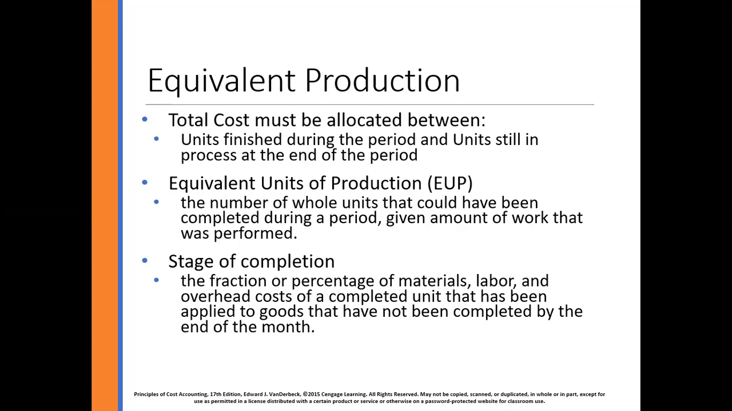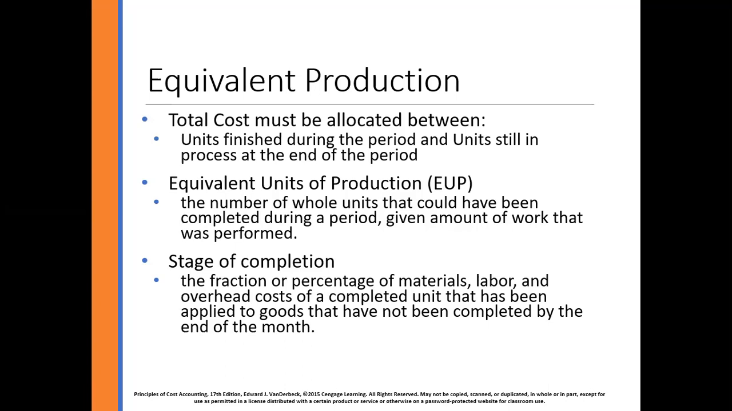We have 2,000 units in our work in process ending inventory, and those units are 50% complete, then we have 1,000 equivalent units of production, if that makes sense. Anyway, we'll get more practice with it. And then the stage of completion, like I use the example, your book used the example 50%.